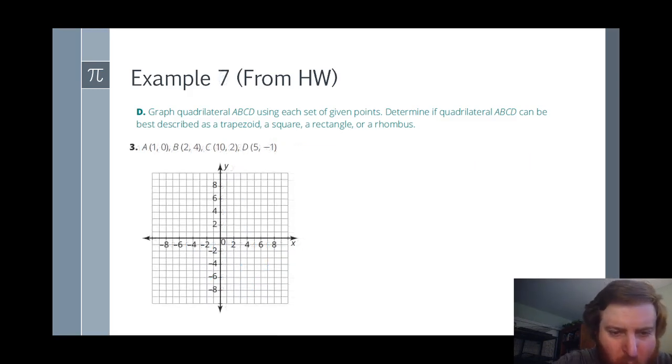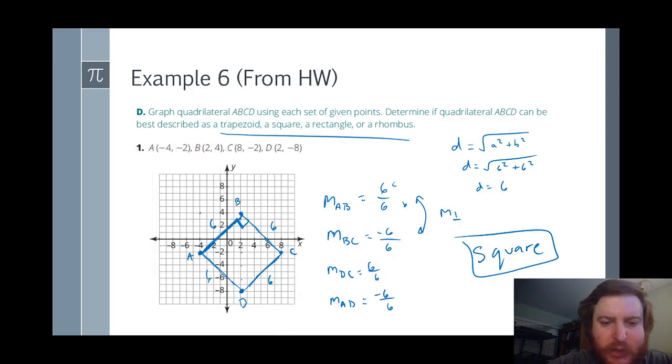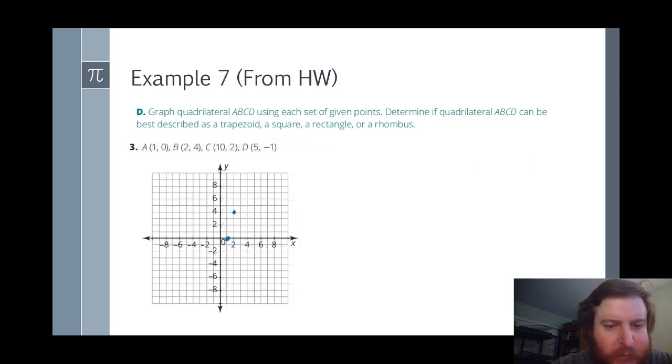Okay, next one we have (1, 0) and (2, 4). I don't want you to just say it's a square because it looks like a square. I'm not going to give you credit on this one if you just say it's a square without showing that. You need to show that your adjacent sides, meaning sides next to each other, are perpendicular, and then that all of the sides have the same length.